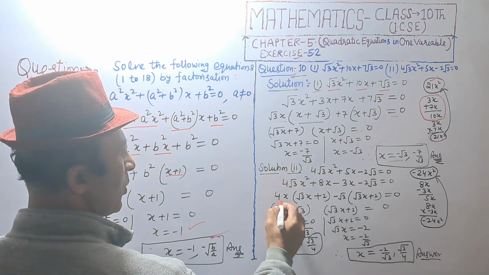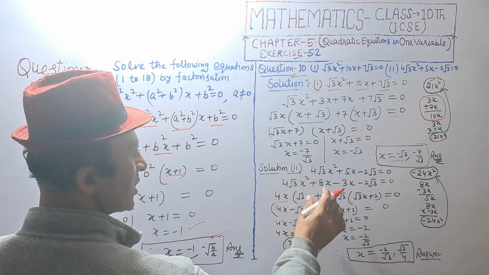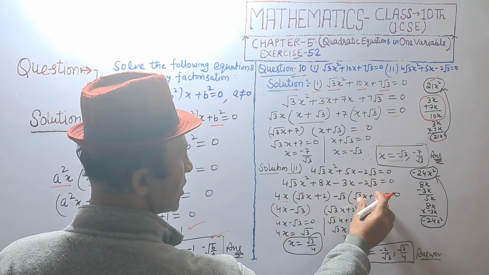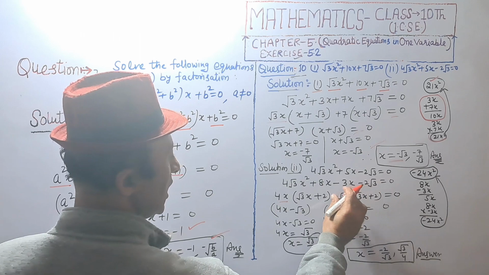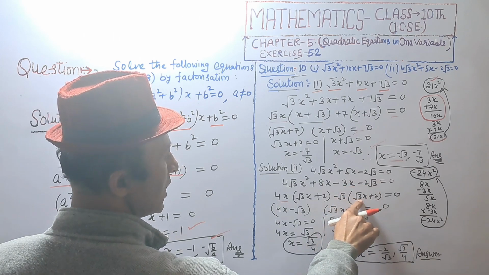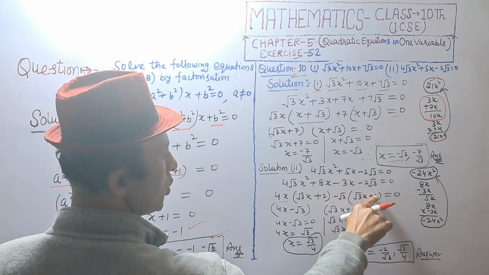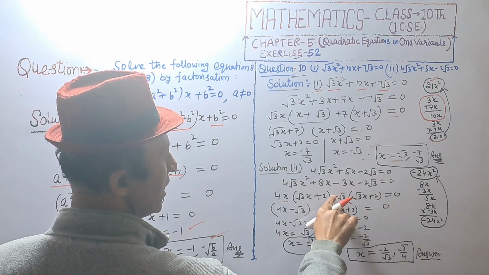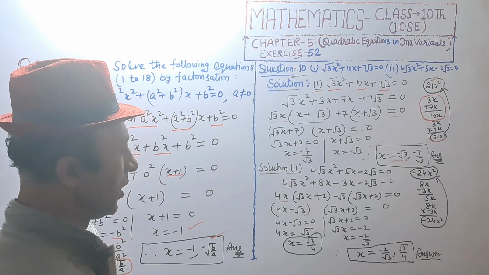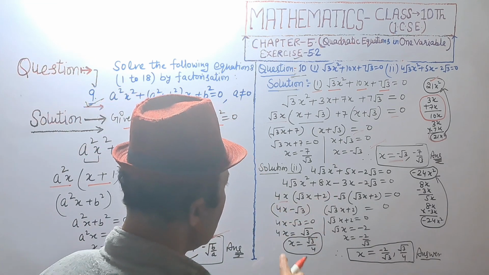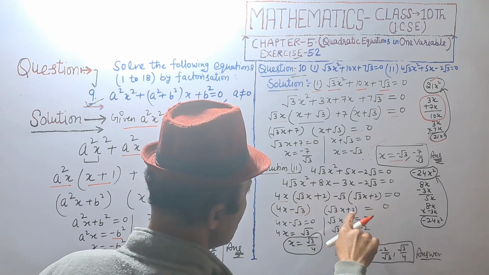We are taking common 4x in bracket root 3x plus 2, and in bracket root 3x plus 2, root 3 is common. Root 3 into root 3, that is equal to 3x, and root 3 into 2, that is 2 root 3, minus, that will be minus. And one root is 4x minus root 3, another root 3x plus 2 equal to 0.